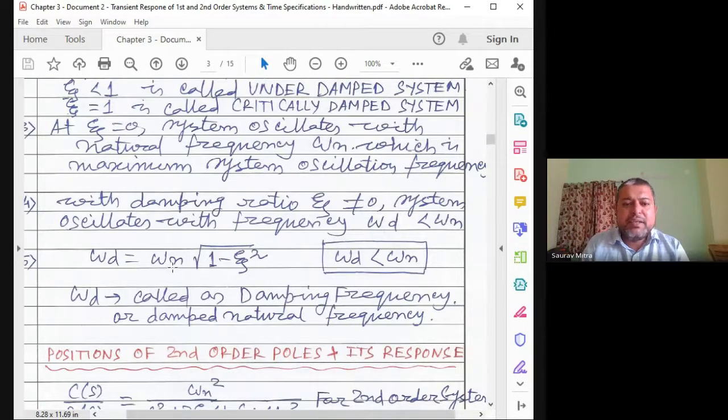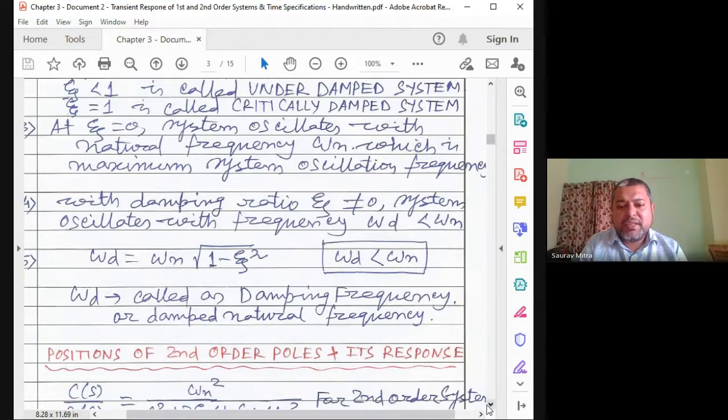But whatever it is, zeta cannot be negative. That is the first thing. And zeta in this case is in between 0 to 1. Let's say zeta is 0.2, so zeta square is 0.04. 1 minus 0.04 is root under of 0.96, which is around 0.98 or 0.99. So what you are finding is damped oscillation is almost equal to natural oscillation, but a little less than natural oscillation, as long as zeta is in between 0 to 1.